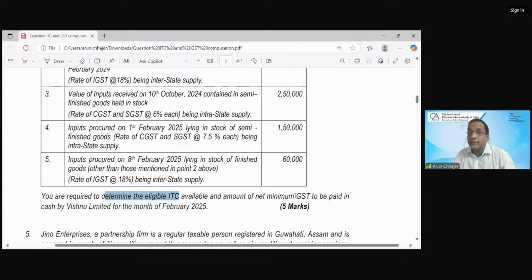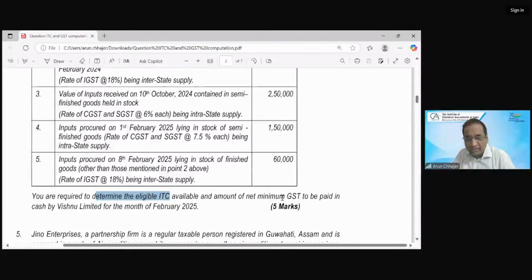Because this question is asking the tax liability to be paid in cash, meaning thereby we all know there's a different rule for offsetting the ITC. How you will make the payment of CGST, how you will make the payment of SGST by using the IGST ITC, CGST ITC, SGST ITC. So in almost all the questions, whenever this requirement is there, minimum GST to be paid in cash, in that case you have to calculate separately. Is that clear?